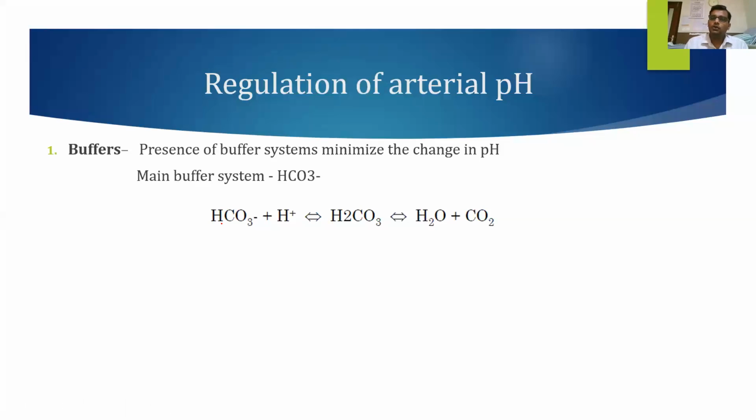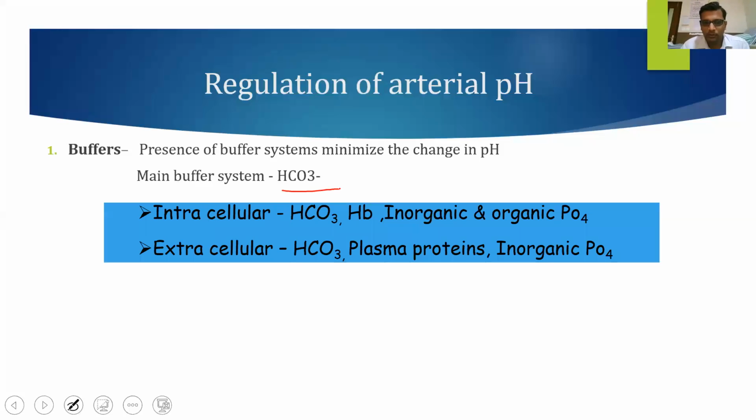Now, how is the arterial pH regulated? Basically it is regulated by buffers. The main buffer in our body is bicarbonate. About 18% of the buffer action in our extracellular fluid is done by bicarbonate, the rest by plasma proteins, which include albumin, and inorganic phosphorus.